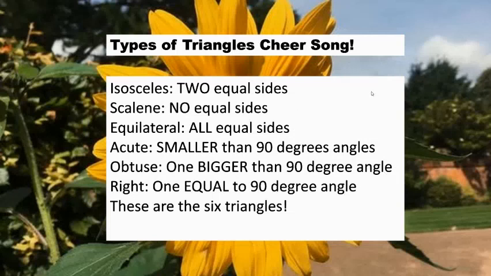Isosceles, two equal sides. Scalene, no equal side. Equilateral, all equal sides. Acute, smaller than 90 degrees angle. Obtuse, bigger than 90-degree angles. Right, equal to 90-degree angle. These are the 6 triangles.